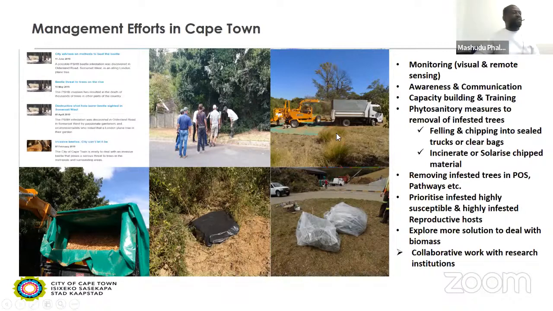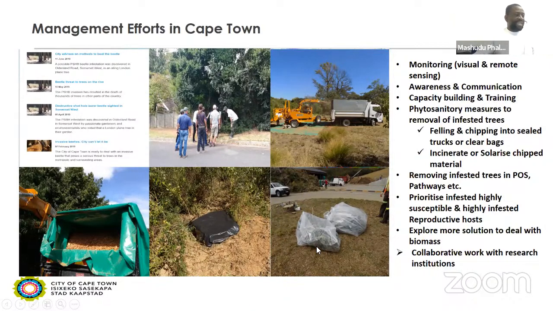Here is an example of how the city is currently dealing with the affected trees. We chop down all affected trees immediately and chip the material into sealed trucks to minimize any risk of further spread during the operation. Once the tree is cut, we solarize the stump. Solarization is a process whereby we cover the infested material with plastic so that the heat can get rid of whatever beetles remain in the stump we had just cut. As I've indicated, the chipped material is incinerated in an incineration facility.